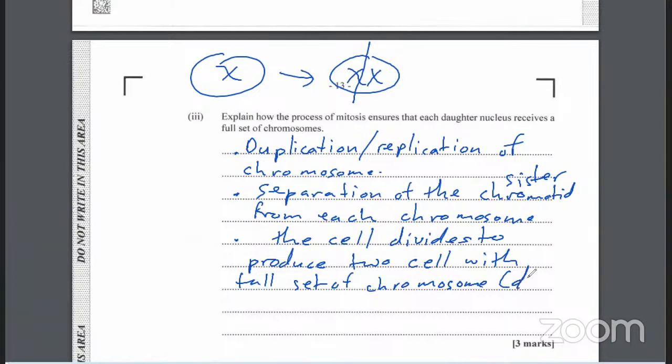They're getting diploid cells. So before anything starts, we have duplication of the chromosome. Then once those separate, each cell will have the diploid number of chromosomes.